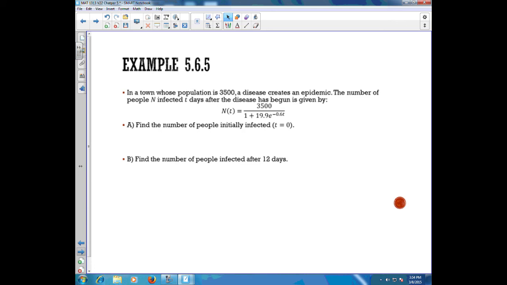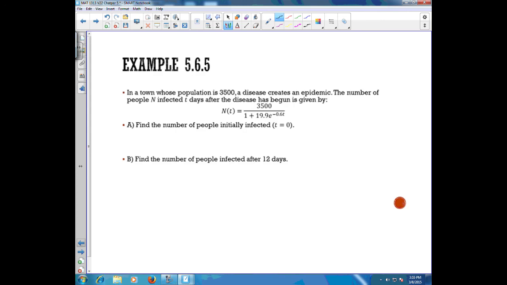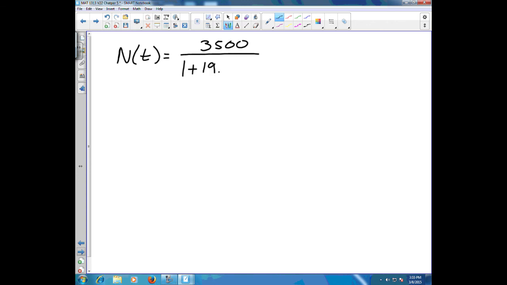In a town whose population is 3,500, a disease creates an epidemic. The number of people n infected t days after the disease has begun is given by that function there. We want to find the number of people initially infected. So first we want t equals 0. Let's just start with that equation. I'm going to go to the next slide so I don't run out of room. We have n of t is equal to 3,500 over 1 plus 19.9 e to the minus 0.6 t.